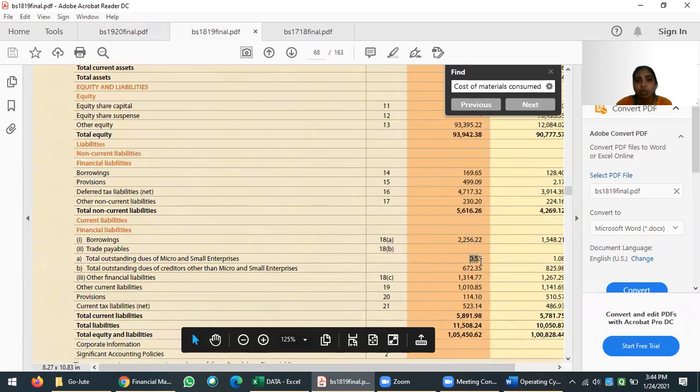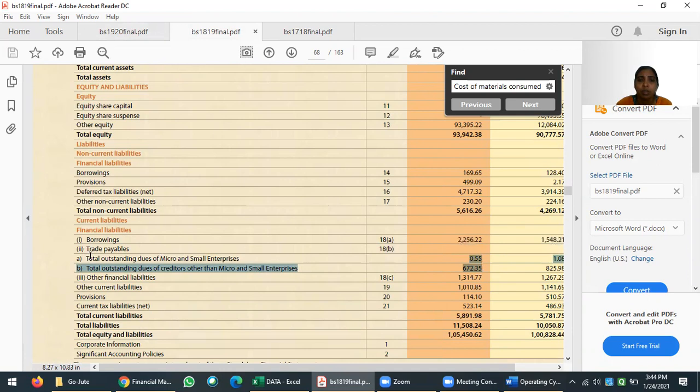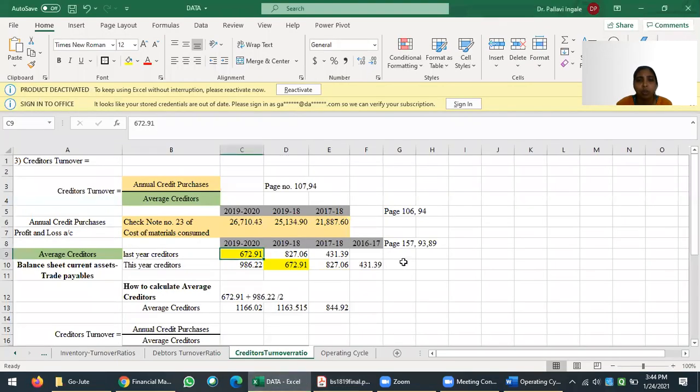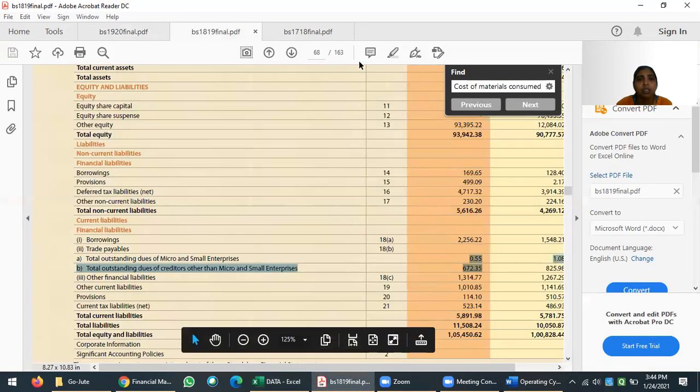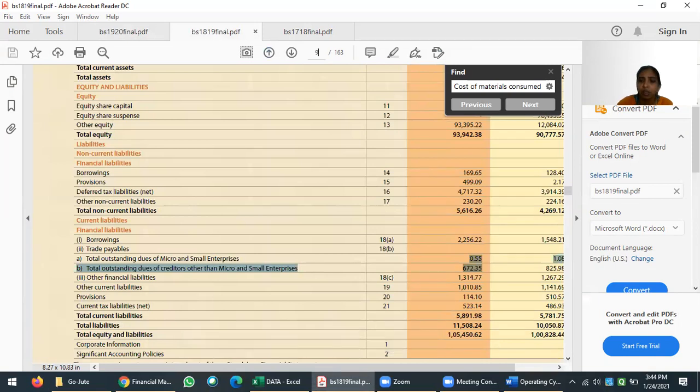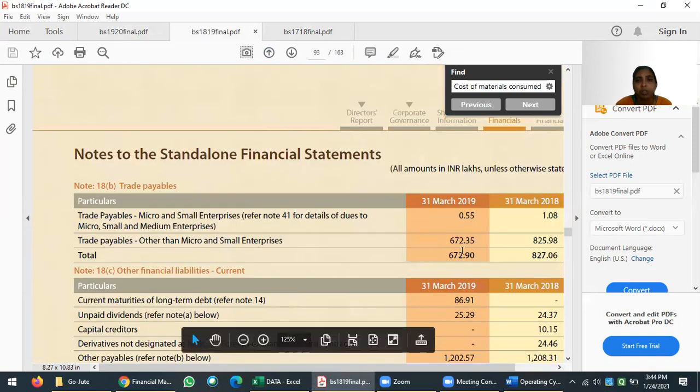So what you can do, you can make a total of it and directly take that. Otherwise you can go on that particular page and you can see. I have already identified it, it is 93. So now I will go on page number 93. Yeah, here it is given, total. So I am writing this.